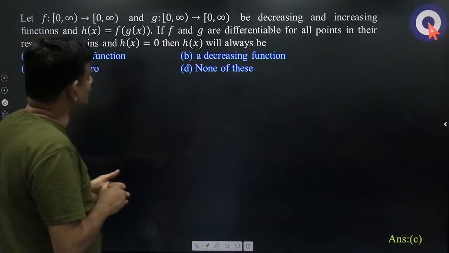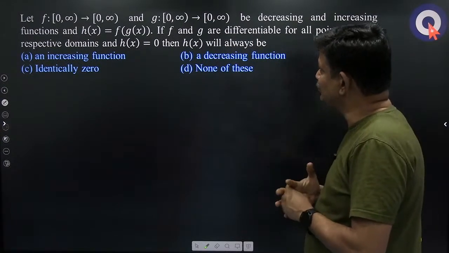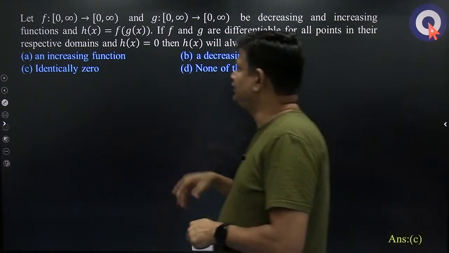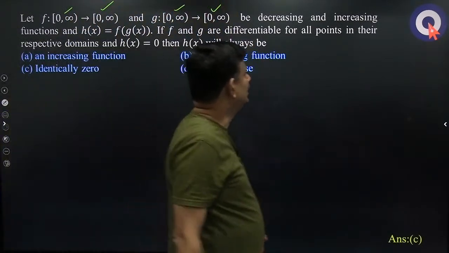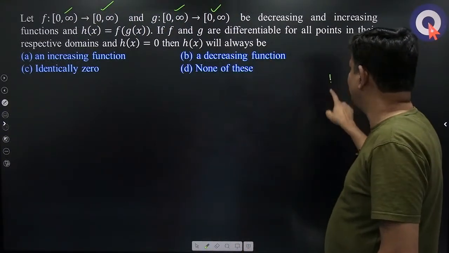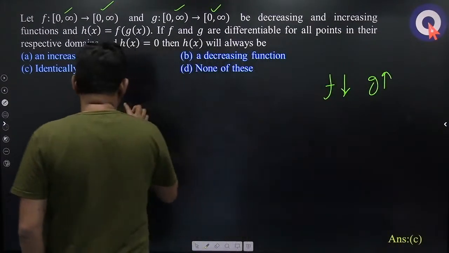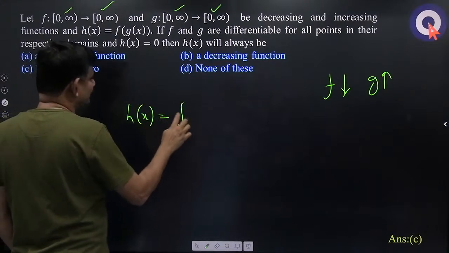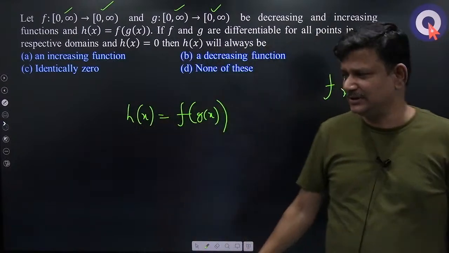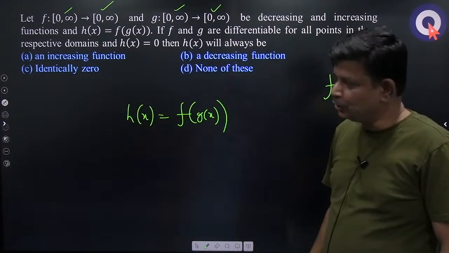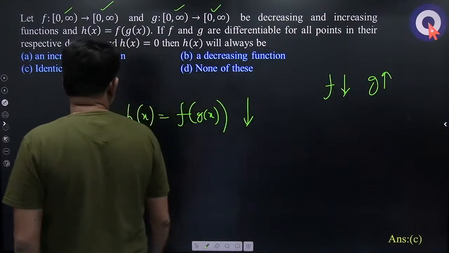Okay, so let us look at some numericals. Say f maps 0 to infinity to 0 to infinity, and g maps 0 to infinity to 0 to infinity, be decreasing and increasing functions. So f is given to be a decreasing function, g is given to be an increasing function. The question is asked regarding h of x equals f of g of x. So h of x is a composition of an increasing function and a decreasing function. One is increasing, the other is decreasing, so h is also a decreasing function. Composition of one increasing and one decreasing will be decreasing.